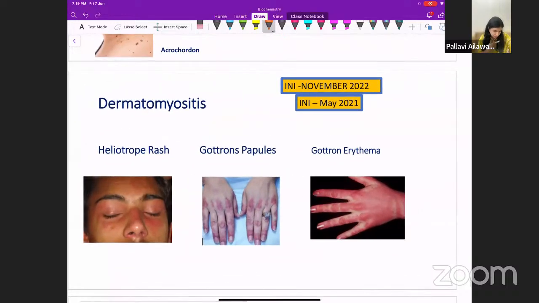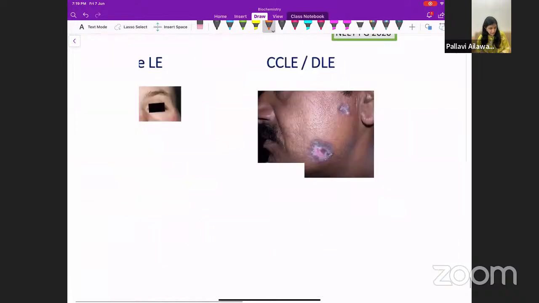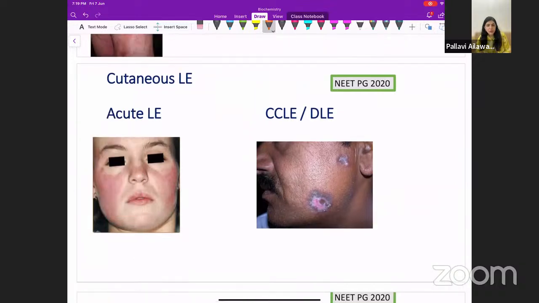Now that I have dermatomyositis slide in front of me, I'll tell you Gottron's papules and heliotrope rash, very important pathognomonic findings. Patient presents with bilateral symmetrical proximal myopathy with photosensitivity and skin findings like heliotrope rash and Gottron's papules. With SLE, it will be fever, joint pains with a malar rash.